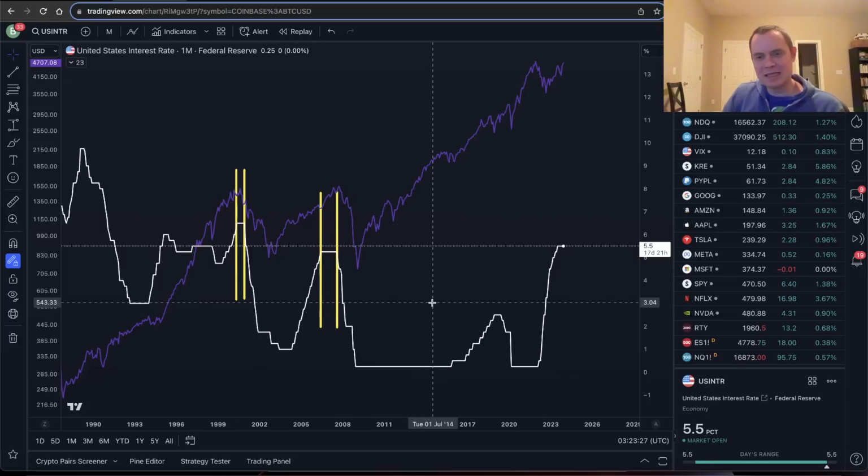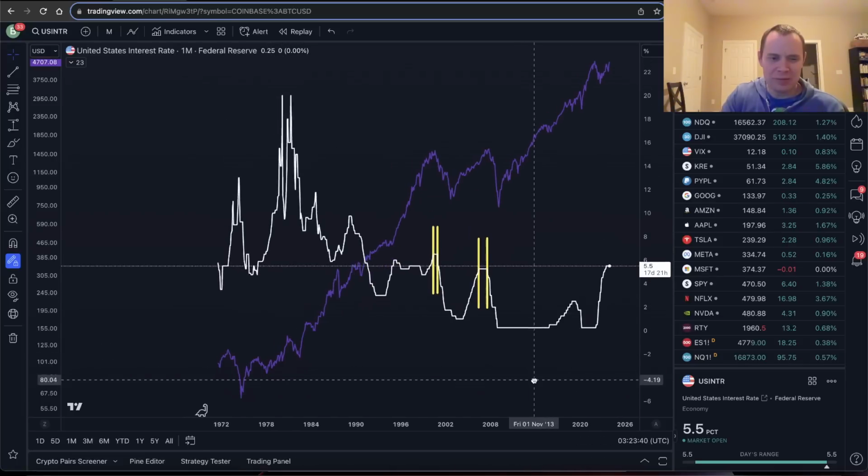So I'm not suggesting that this cycle has to play out like the last two cycles. There's certainly a strong likelihood that it plays out in a different manner. And so you should not go into this thinking that it has to play out the same way. We could go back to other cycles. They're a bit choppier, right?